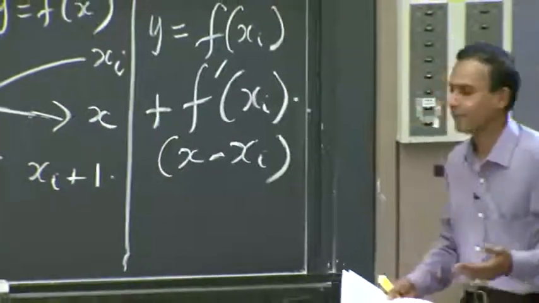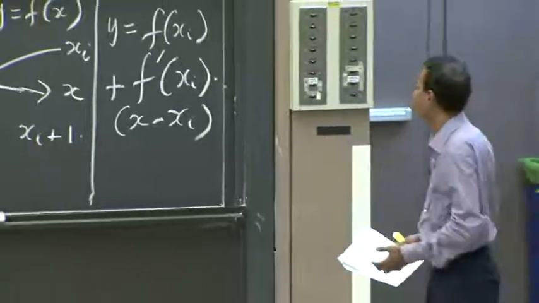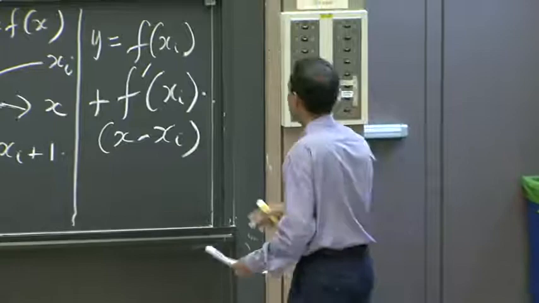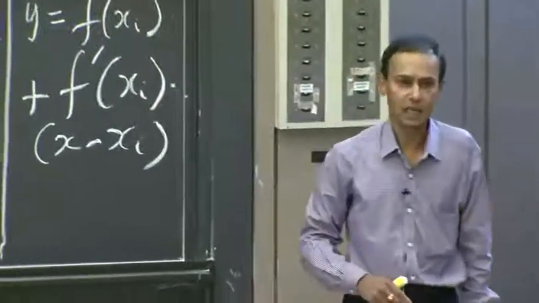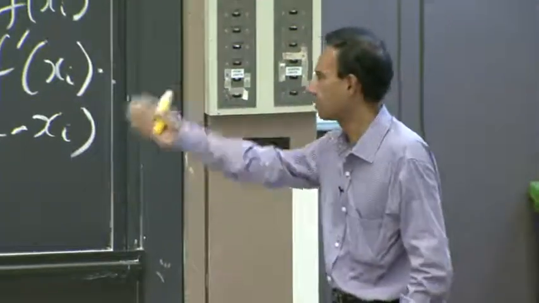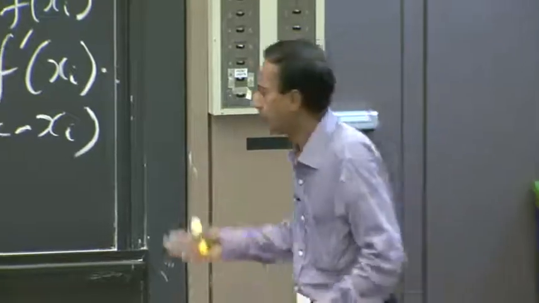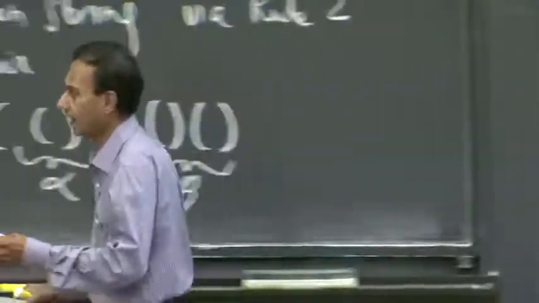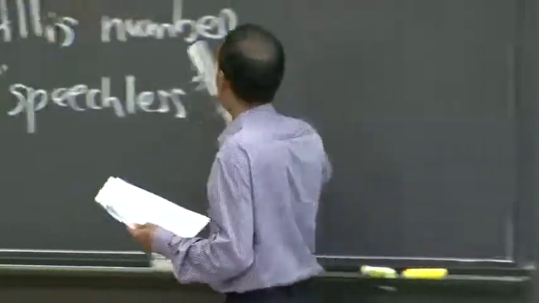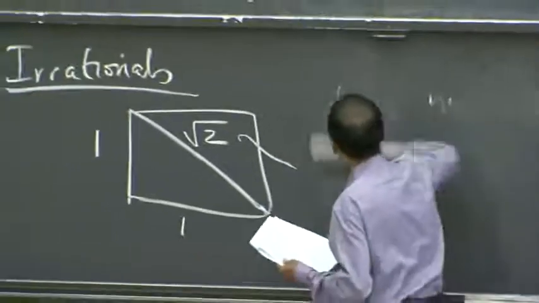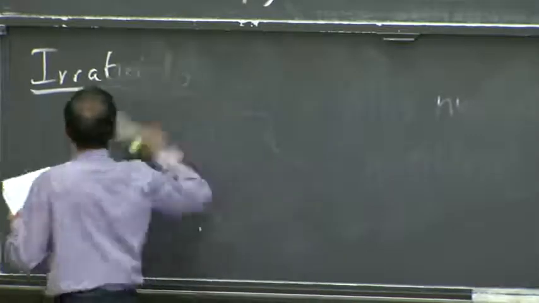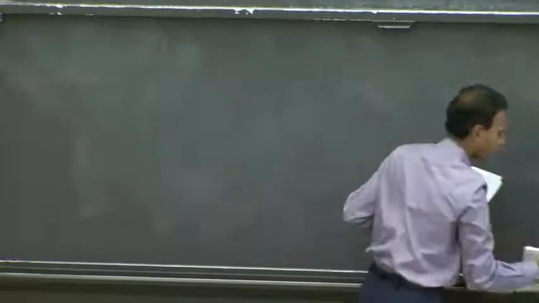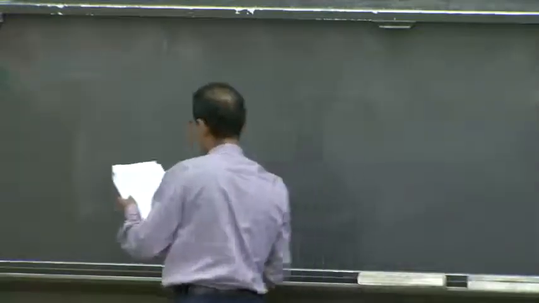So y equals f of xi plus f prime xi, which is the derivative of f evaluated at xi, times x minus xi. That's the equation for the line. And that's essentially what we have to do to compute things like square root of 2, which is iteratively apply Newton's method. The only problem is, this is all good in theory.